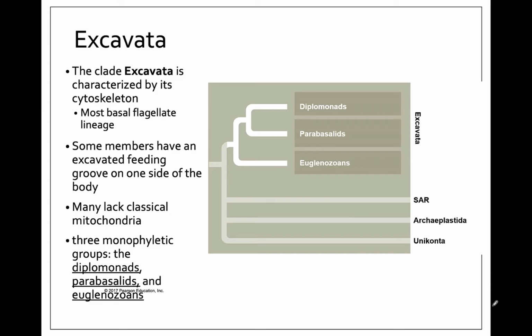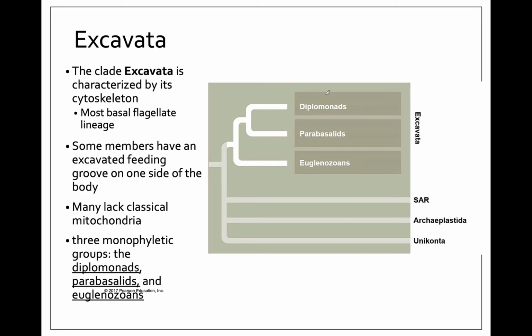The characteristics that they have in common are a basal flagella, as well as most of these groups either lack mitochondria or they have really reduced mitochondria. They get the name excavata because some of these have what looks like an excavated groove. An excavator is that truck that digs in the ground, so they look like they have a feeding groove kind of dug out of a side of their body.